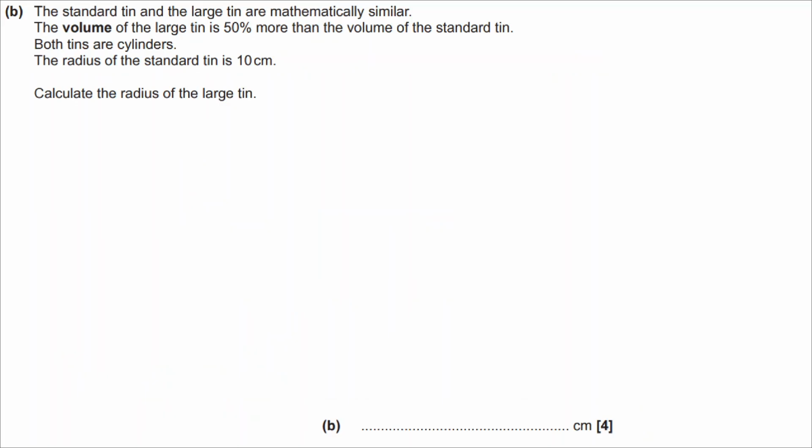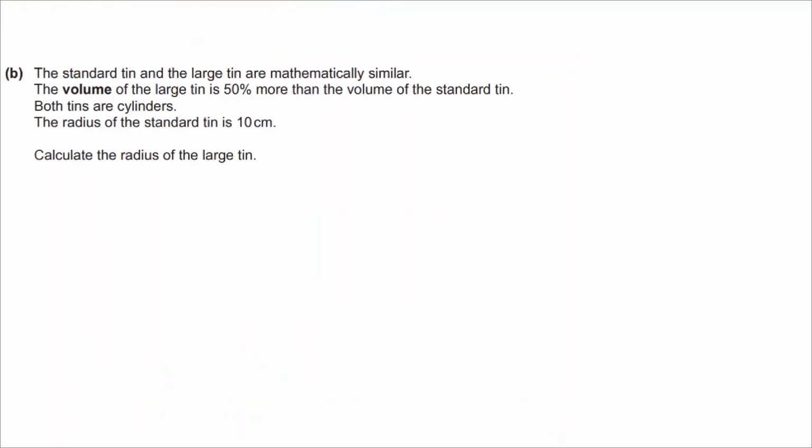Question part B is this, looking at similarity. The standard tin and the large tin are mathematically similar. The volume of the large tin is 50% more than the volume of the standard tin. Both tins are cylinders. The radius of the standard tin is 10 centimeters. Calculate the radius of the large tin.